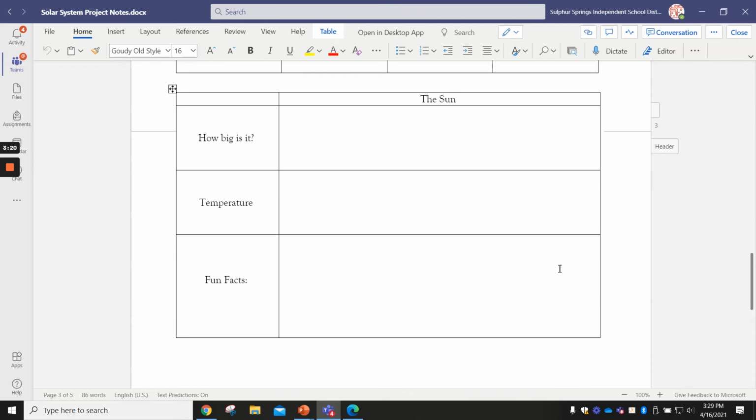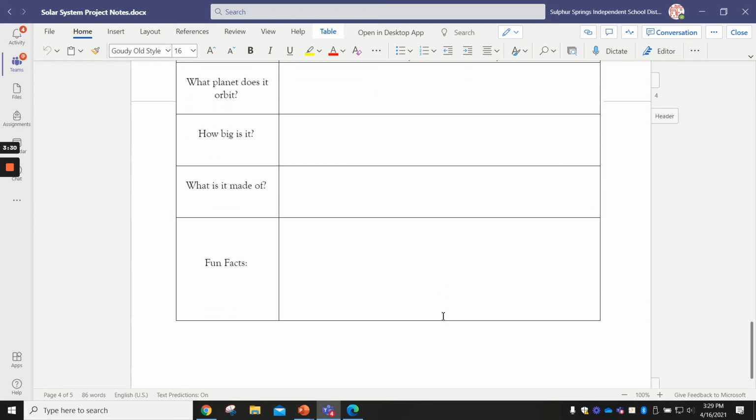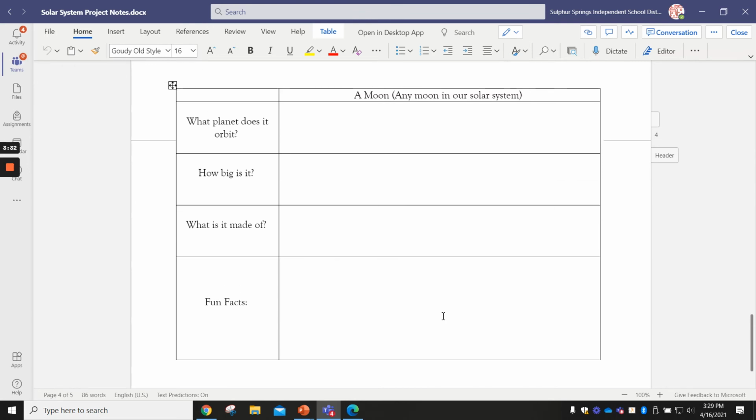If you chose the sun in our solar system, I want to know, how big is it? I want to know the temperature of it, and I want to know some fun facts about it. If you chose a moon, which is any moon in our solar system, and there's some pretty cool ones out there surrounding some of the other planets, and our moon, I mean, is pretty cool too. You can do any of them. I want to know, if you choose a moon, what planet does it orbit? I want to know how big it is. I want to know what it's made of, and then I want to know a fun fact or two, or however many you want to include.